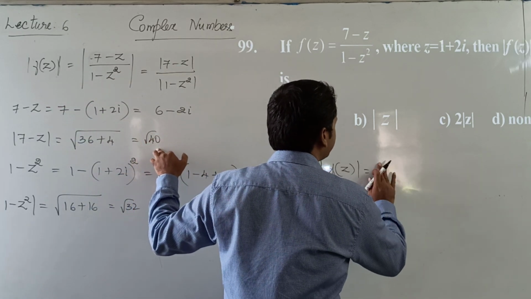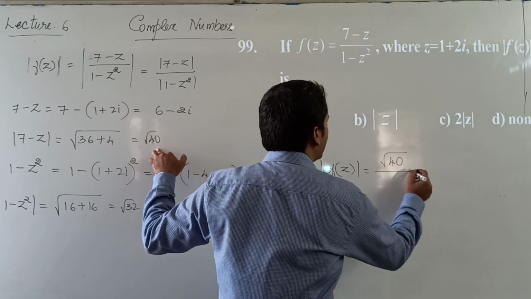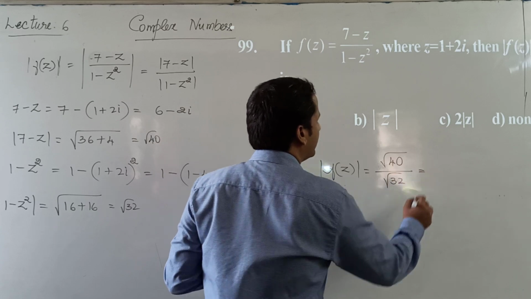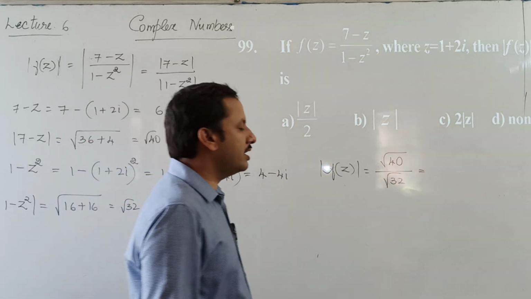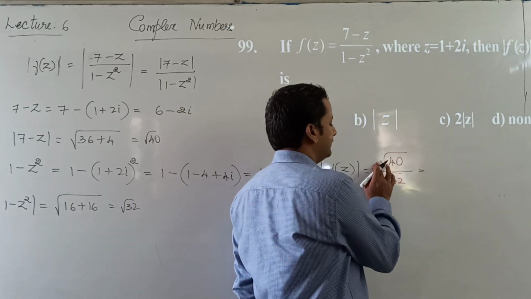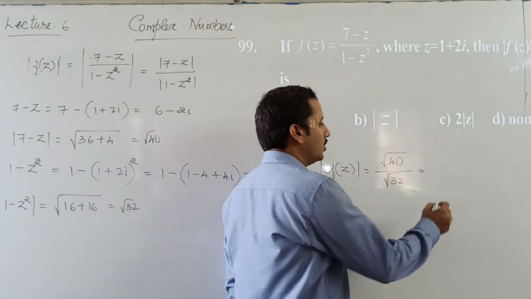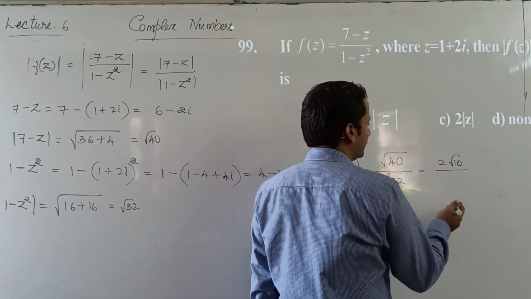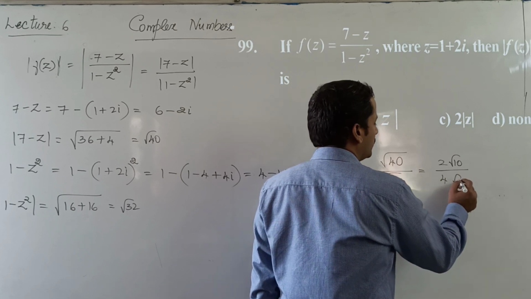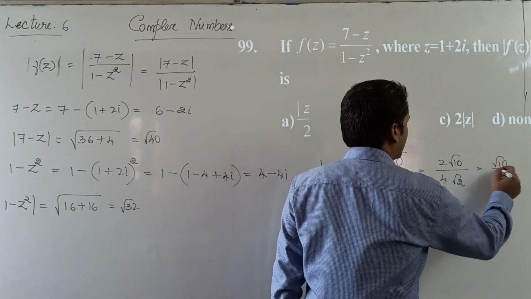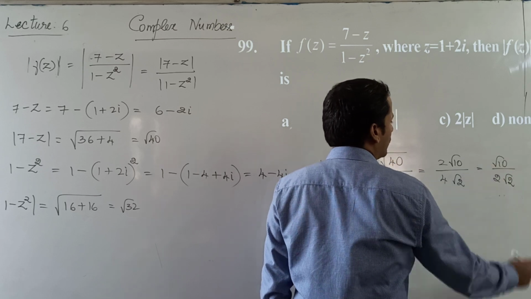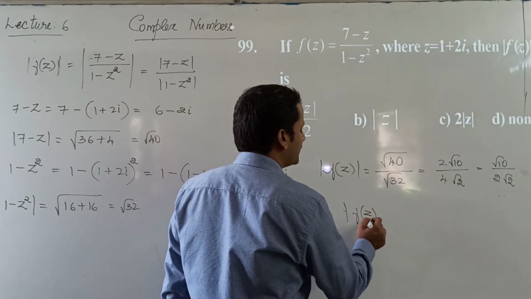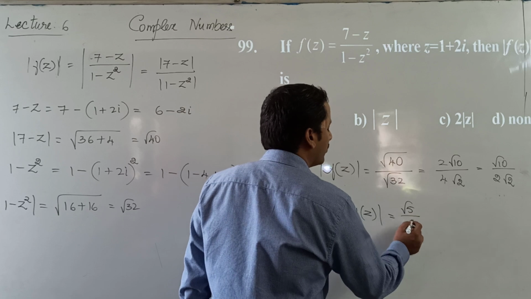we got root 40, divided by modulus of 1 minus z square, we got root 32. Okay, root 40 can be written as 10 into 4 or 2 root 10, divided by, here 16 into 2, so 4 root 2. The 2 gets cancelled, root 10 divided by 2 root 2. Root 2 gets cancelled, you can write it as root 5 by 2. I'll write here. So modulus of f of z is equal to root 5 by 2.